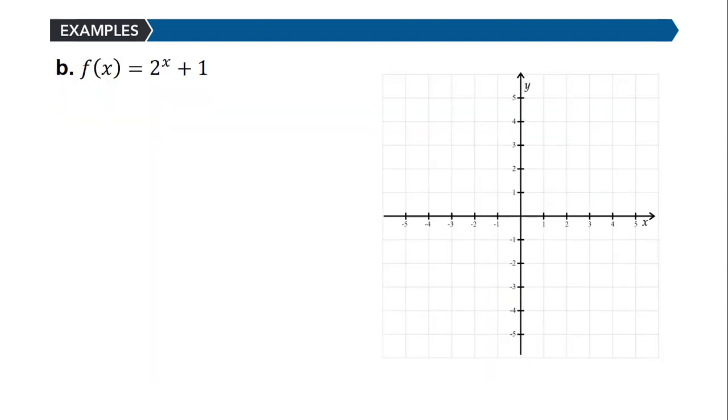Now we want to look at the graph of f of x equals 2 to the x plus 1. So now this 1 is what I call on the outside of the function, right? That basic 2 to the x didn't get changed. We're adding 1. So this will be a transformation of y equals 2 to the x shifted, do you remember? Up 1 unit.